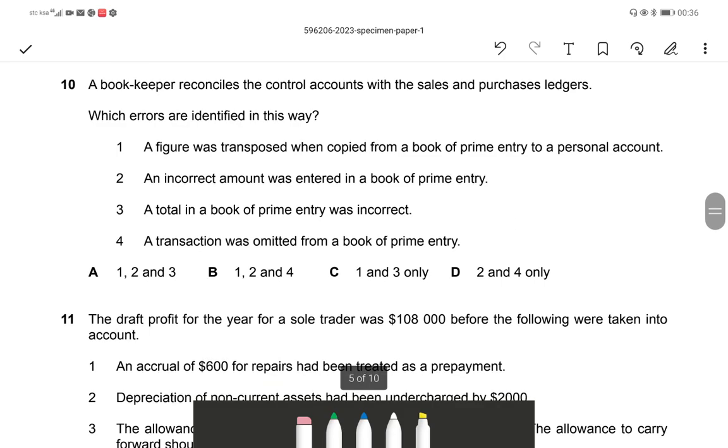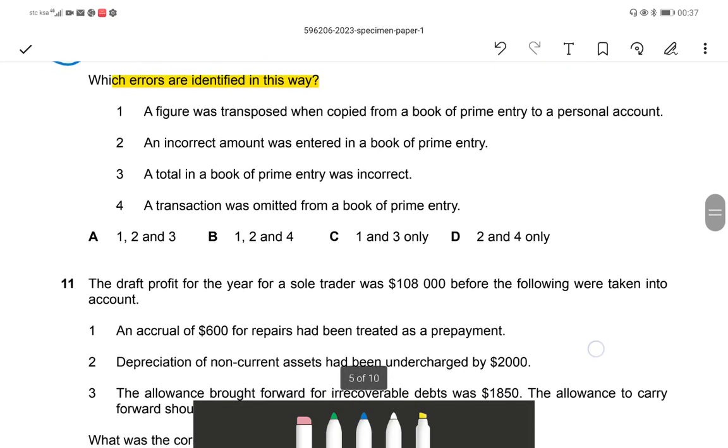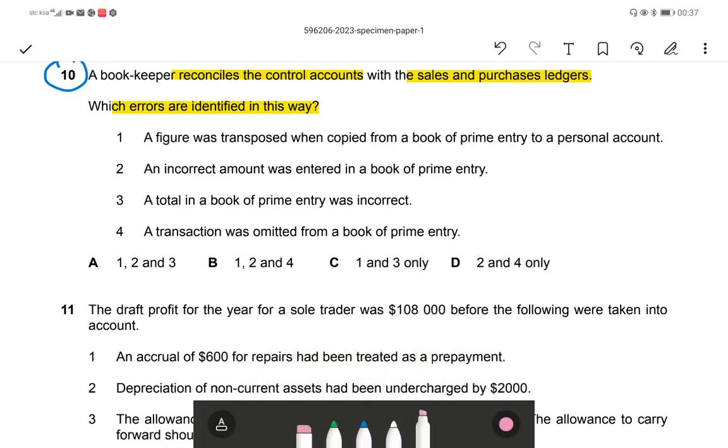Next, question number 10. A bookkeeper reconciles control accounts with the sales and purchase ledgers. A control account is the total of sales and purchases. Which error is identified in this way? How will they reconcile? The first one: a figure was transposed when copied from books of prime entry to a personal account. The totals from the books of prime entry go to the control account, but when transferred to the personal account there is an error, so it will affect the reconciliation. This error will be identified.